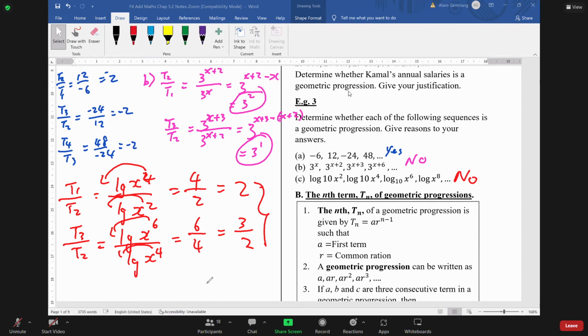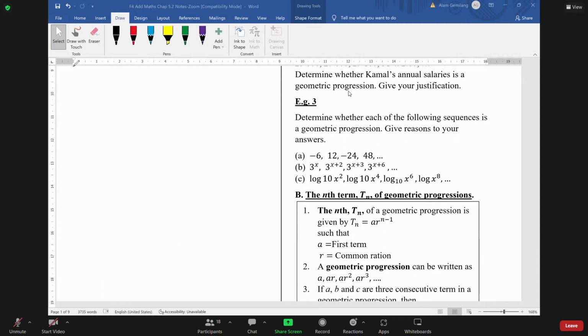Okay. So for the nth term, Tn, we say for AP, Tn is A plus n minus 1 d. So this is Tn, right?